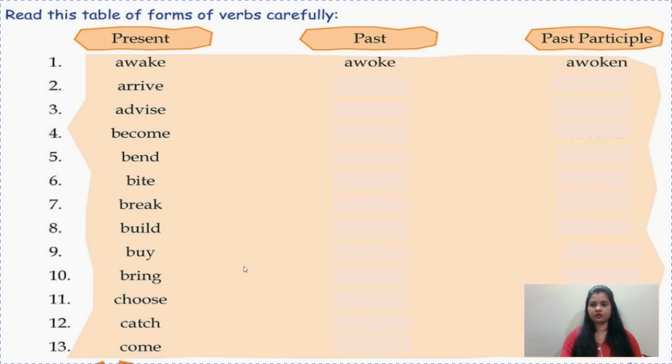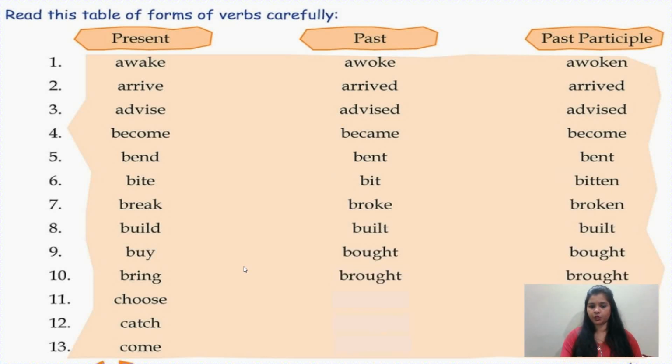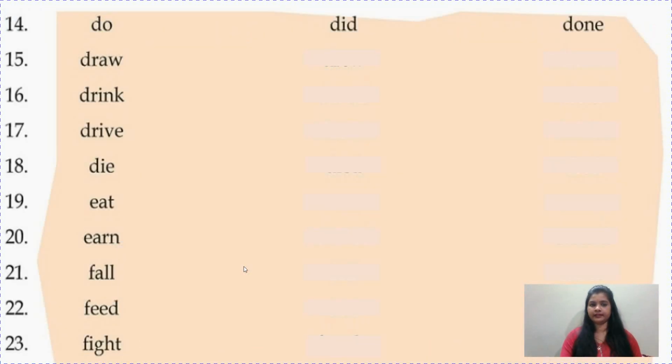Awake, awoke, awoken. Arrive, arrived, arrived. Advise, advised, advised. Become, became, become. Bend, bent, bent. Bite, bit, bitten. Break, broke, broken. Build, built, built. Buy, bought, bought. Bring, brought, brought. Choose, chose, chosen. Catch, caught, caught. Come, came, come. Do, did, done.